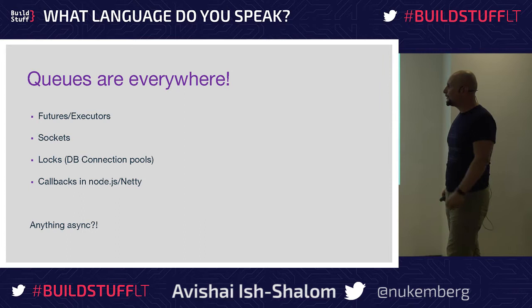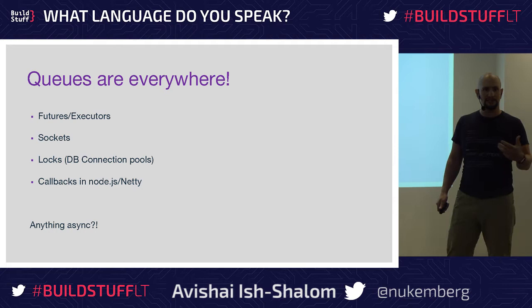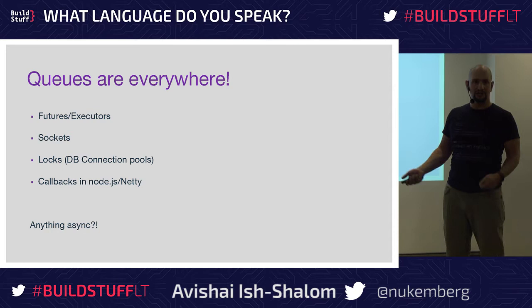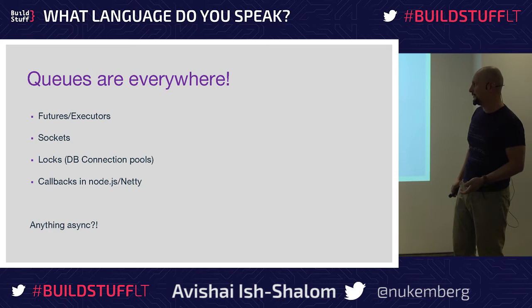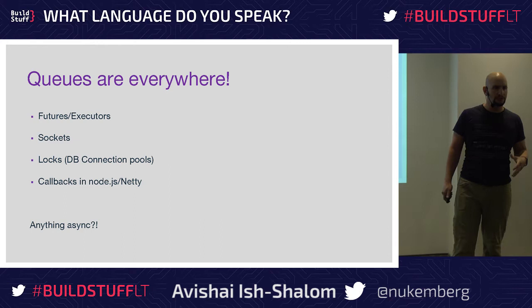We have queues everywhere. We have queues on sockets. We have explicit queues, like linked blocking queues in Java and so on. But we also have a lot of implicit queues in places you don't think about. For example, futures and executors always have a queue inside. Sockets always have a queue, usually a kernel queue. Locks are not a queue per se, but they behave just like a queue. The mathematical modeling is the same. Synchronized DB connection pools, everything that you know that has a lock. And of course, callbacks. I'm going to talk about async systems in a bit. But basically, anything that is asynchronous, somewhere inside there is a queue or something that behaves like a queue.